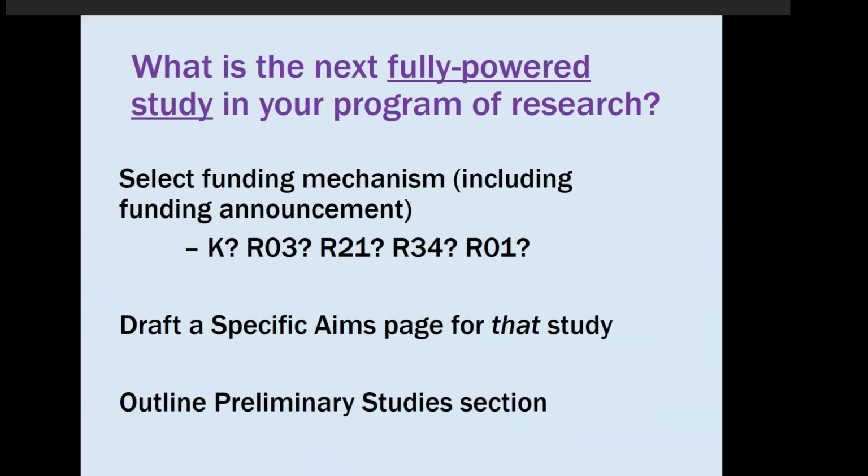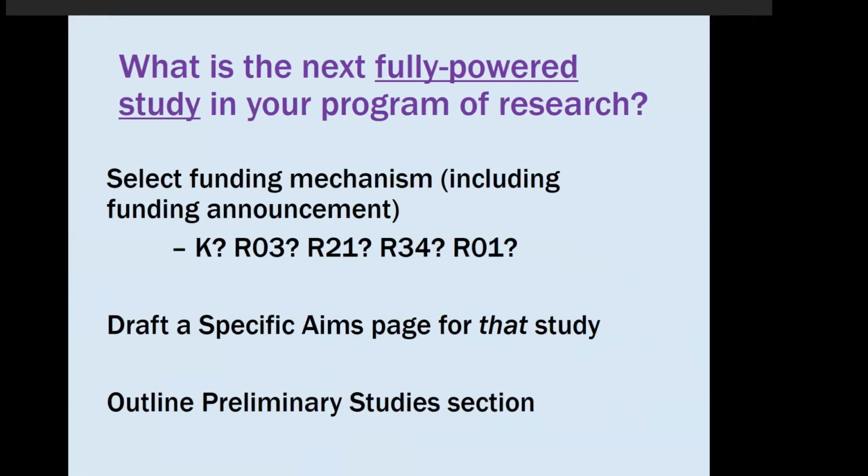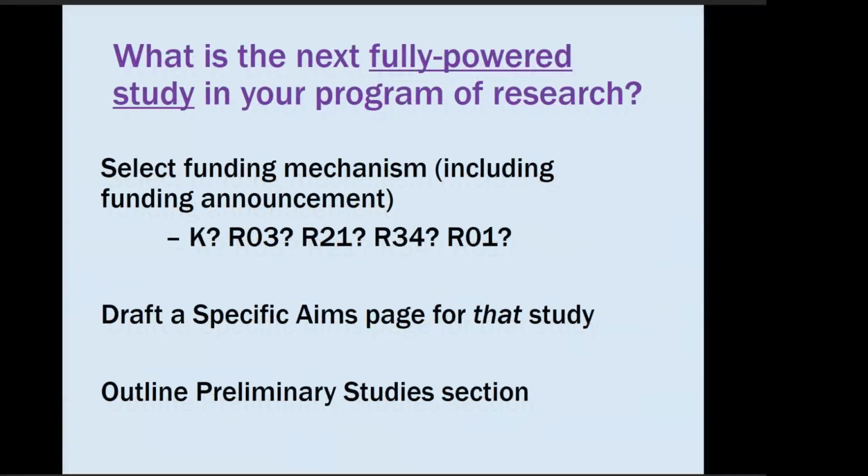And the reason why I ask you to have that in mind is because the type of preliminary data you need for those different funding mechanisms is going to vary. So you want to plan your seed grant accordingly to the funding mechanism that you're shooting for. So for example, the type of pilot data you might need to make a compelling R03 application is going to be very different than the type of pilot data you would need, say, to prepare an R01 application. So it's really important to have that clarified in your mind.